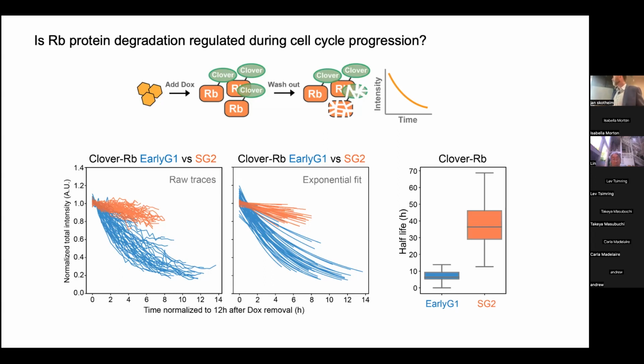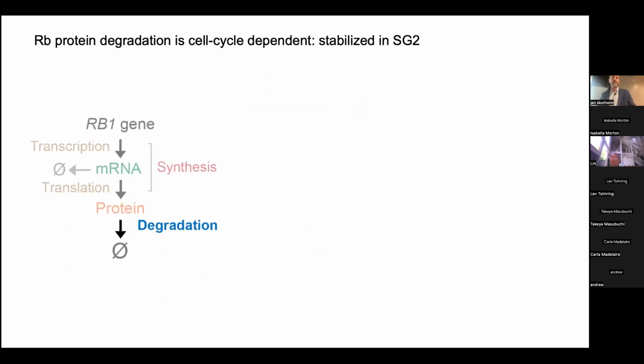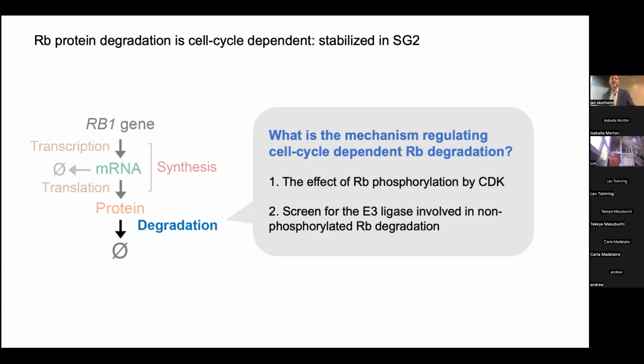Whereas, for G1 cells, you have about an 8-hour half-life, right? So much, much less stable. And that drives the decrease in concentration of RB during G1 phase. Okay, so protein degradation is it. What regulates that protein degradation?